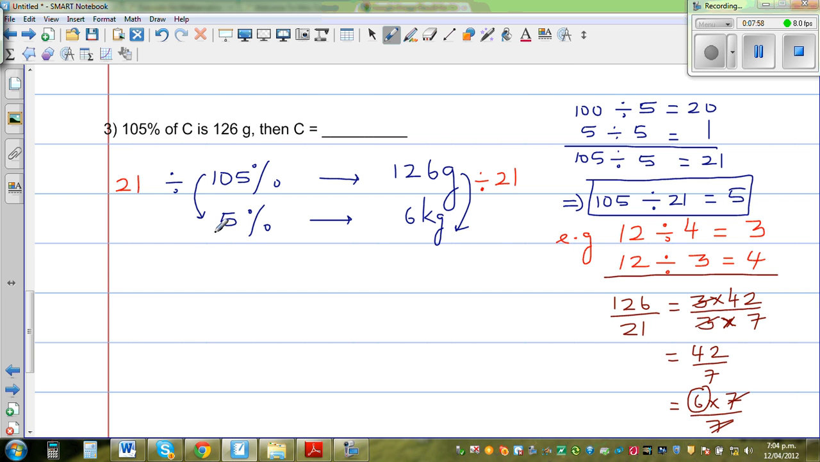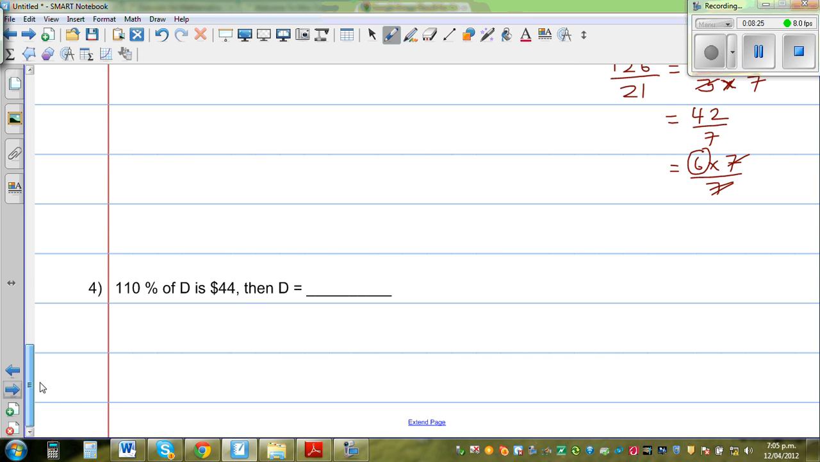Now from this you can very easily understand 5 times 20 is 100. I want to find 100%, so I have to multiply this by 20. 6 times 20 is 120 grams. So the answer is 120 grams. Okay, I think the last question.